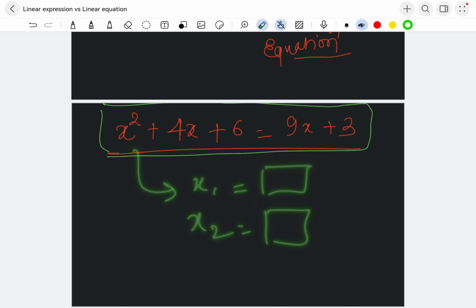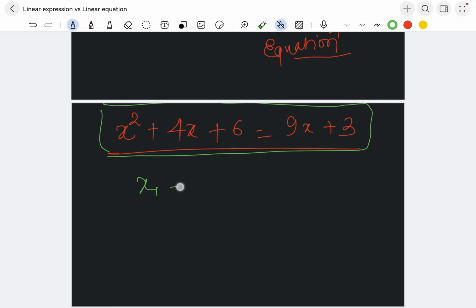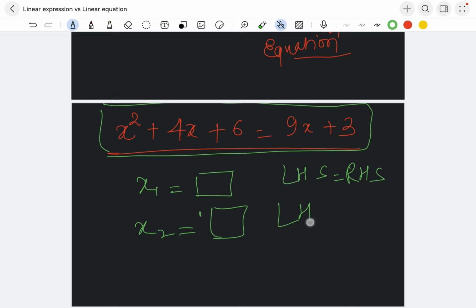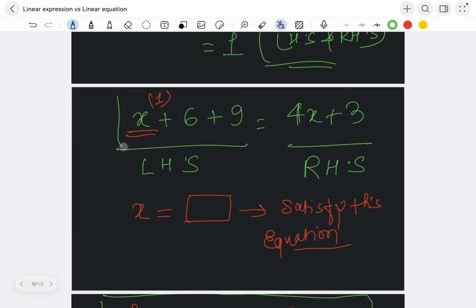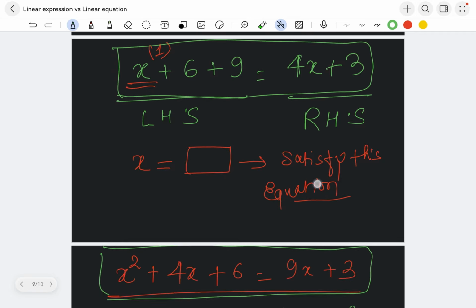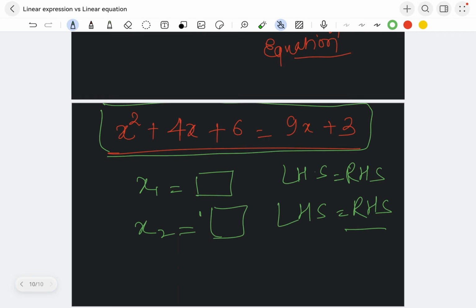I mean, for x1, if we put some value, then LHS will become equal to RHS, and for x2, if we put the value, then also LHS will become equal to RHS. For the time being, we will restrict ourselves only to linear equations like this one. Quadratic equations we will talk about in the next video, and there is a particular method to solve the quadratic equation.